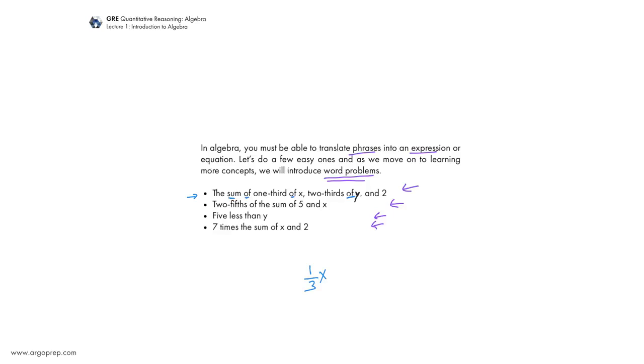So 1/3 of x, 2/3 of y, so 2/3 of means to multiply, so I can just leave it as this, 2/3 of y, and 2. So let's reread this one last time. The sum, that means that we are adding all of these terms. The sum of 1/3 of x plus 2/3 of y and 2. There you go. This is how you write the expression for this statement over here.